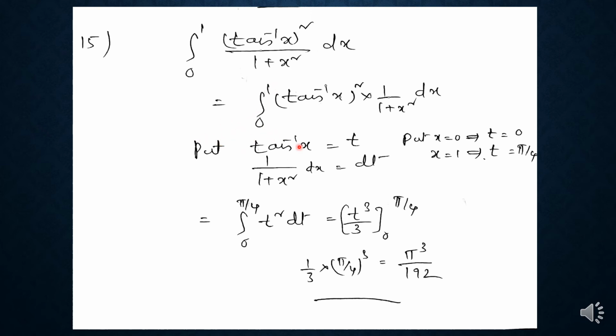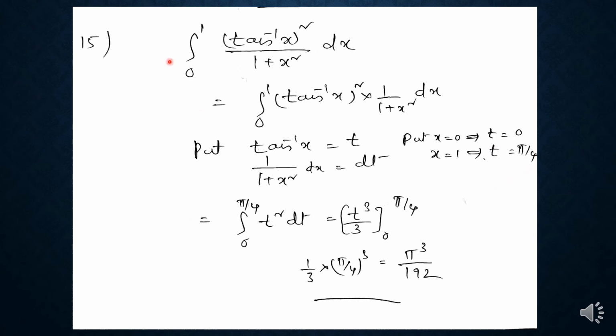If x is equal to 0, then what is t? t is equal to tan inverse 0. Tan inverse 0 is equal to 0. So if x is equal to 0, t is equal to 0. Now put x is equal to 1, the upper limit. Then t is equal to tan inverse 1, and tan inverse 1 is equal to pi by 4. So t is equal to pi by 4. Now the new limits are 0 to pi by 4.